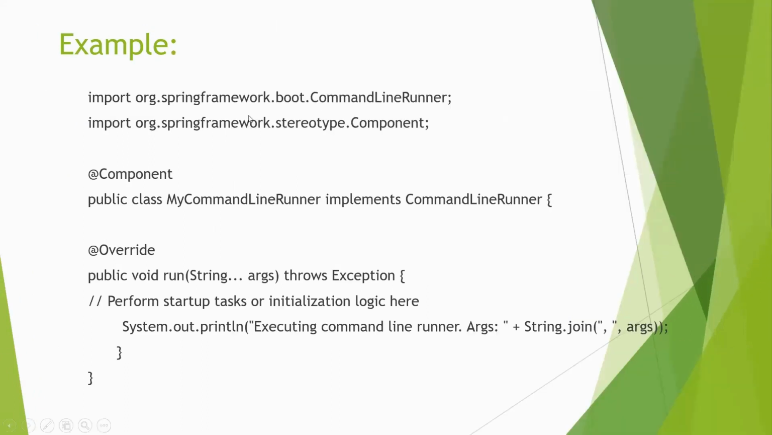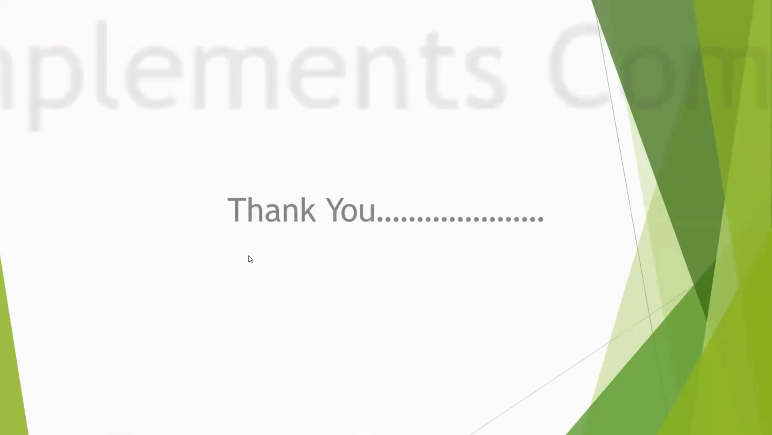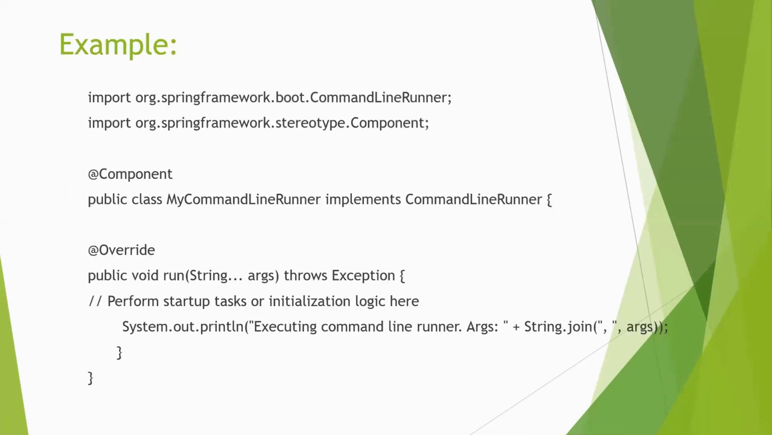See the basic example of CommandLineRunner. We just need to implement the CommandLineRunner interface, then implement the run method. Inside the run method, we can write some logic or code, some initialization objects, whatever we want. Whatever you write inside the run method will execute first.